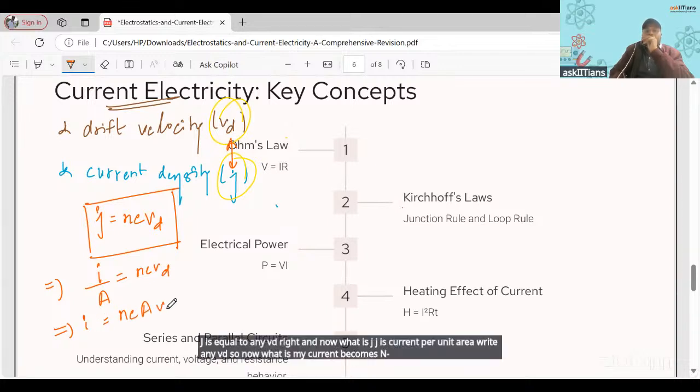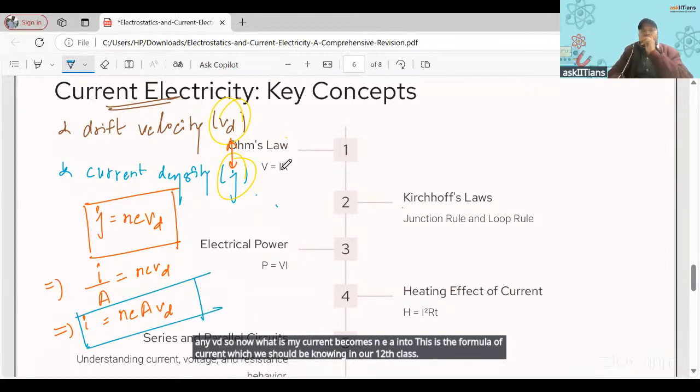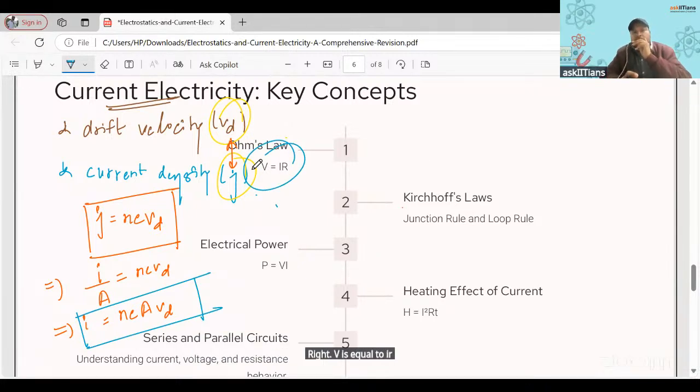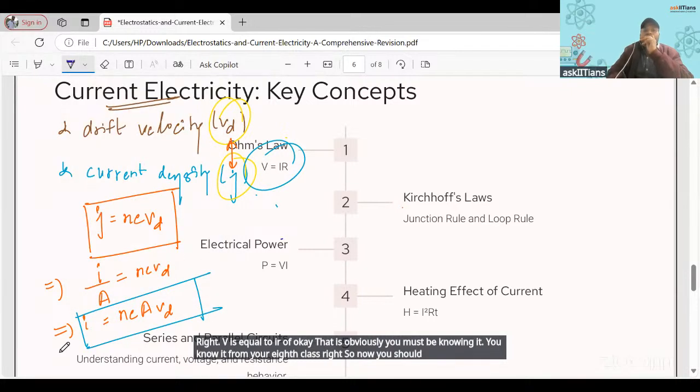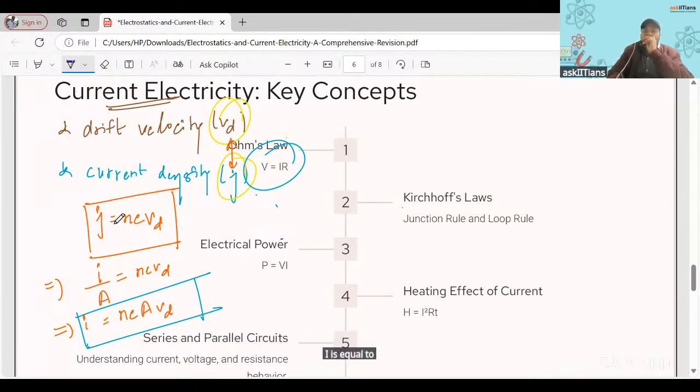So now my current becomes neA into vd. This is the formula of current which we should know in our 12th class. V is equal to IR, obviously you must be knowing it, you know it from your 8th class. So now you should know this formula: I is equal to neAvd or J is equal to nevd.